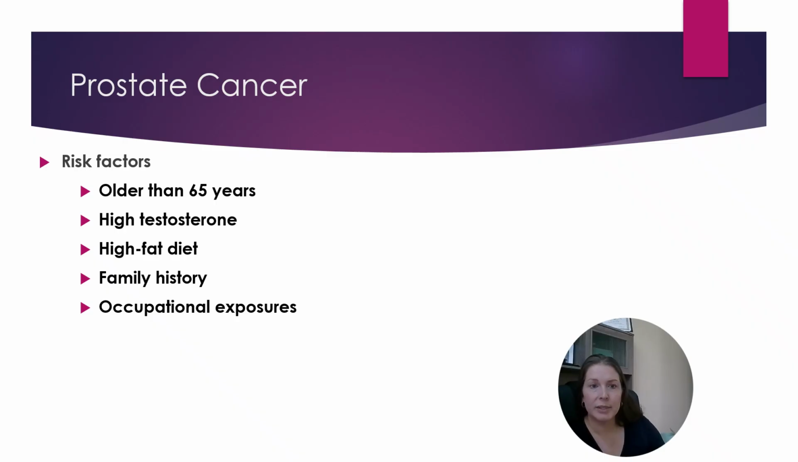So signs and symptoms, or no, not there. Risk factors. Okay, so older than 65, high testosterone, high fat diet, family history, occupational exposures. What kind of occupations? A lot of our farmers can get this from the pesticides. So farmers, agriculture workers, those chemicals can disrupt our hormone regulation.